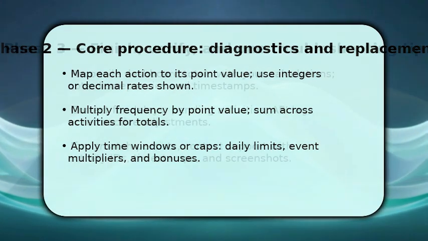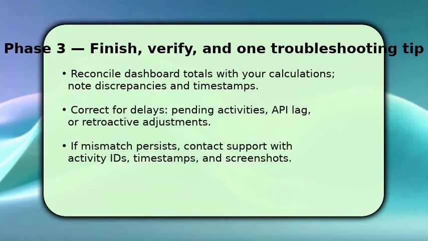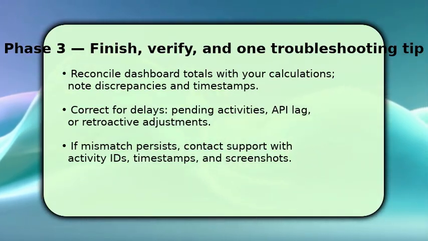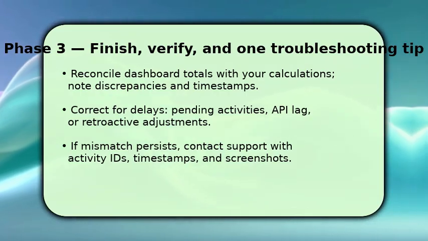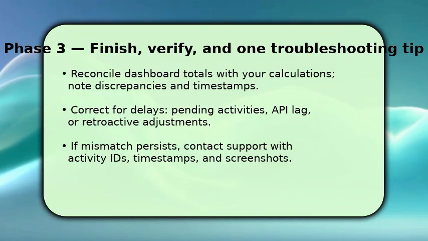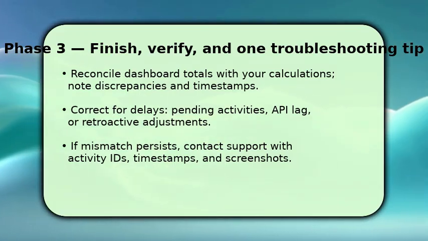To finish, reconcile your calculated total with the arcade dashboard official tally. Compare line items, timestamps, and activity ID. If you see a discrepancy, check for pending or delayed entries. API lag, sync delays, or retroactive adjustments are common culprits.